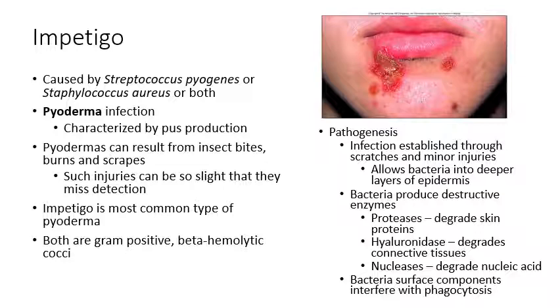and it causes its damage with enzymes. So the virulence factors here are things like proteases, and proteases are enzymes that degrade skin proteins. Hyaluronidase degrades one of the proteins in your connective tissues. And that kind of destruction is what's going to cause these sores to form.